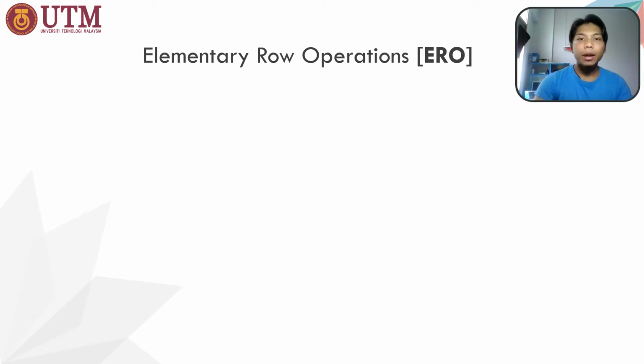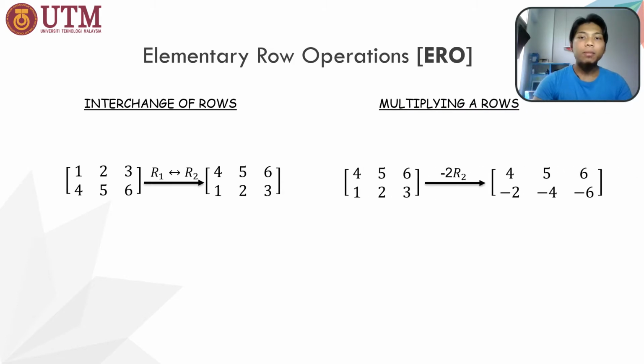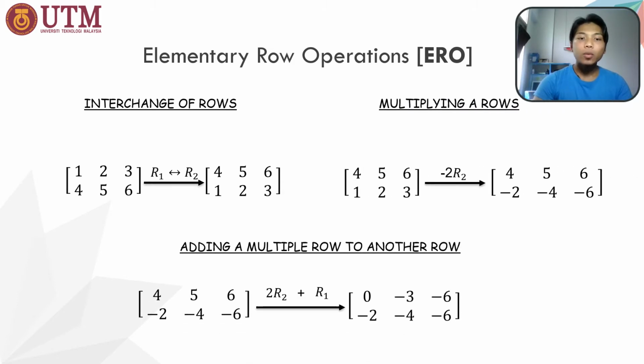Like the name, elementary row operations, in this topic there are 3 operations that we need to know. The first one is interchange of row. The second one is multiplying a row. And the last one is adding a multiple of a row to another row. I will explain these operations one by one to help you understand.